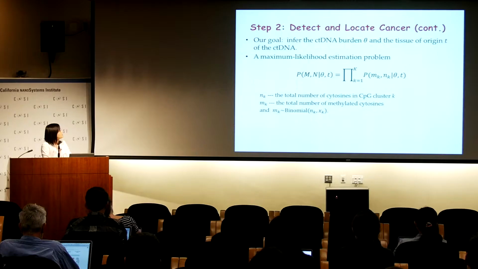And we can formulate this goal, to infer the ctDNA burden and the tissue type T, as a maximum likelihood estimation problem. Basically, we estimate to maximize the probability of observing the values MK and NK, given theta and T. And because we consider all the CpG clusters independent, we can multiply the probabilities for the different CpG clusters K.